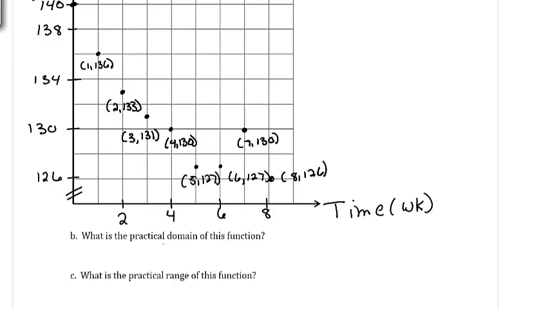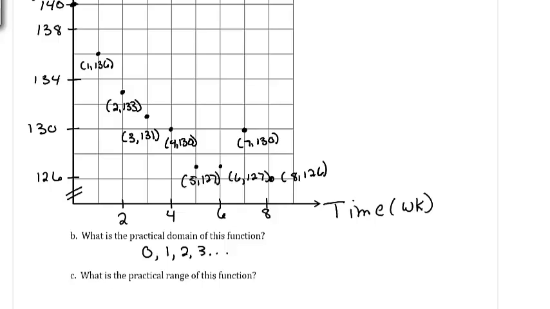What is the practical domain? Practical means what are the numbers that are practical and possible in this. Practically speaking, we wouldn't really want to consider negative time. Pre-diet would be 0, and then after we started dieting would be weeks 1, 2, 3, 4, and so on. So I would say that a practical domain would be the numbers 0, and then 1, 2, 3, and you could really continue on this diet indefinitely.